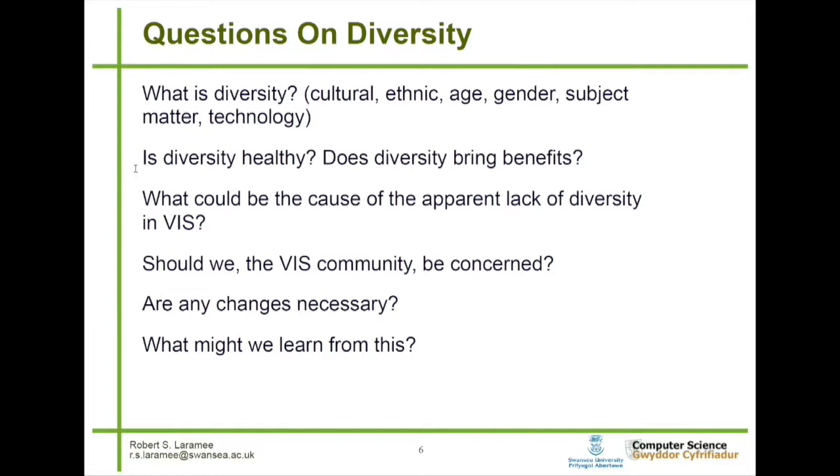So we're here to talk about diversity, and diversity has different meanings, right? It can refer to age, gender, cultural, ethical, or subject matter, or technology. So we're going to look into what we mean by diversity. We're going to answer questions like, is diversity healthy? Does diversity bring benefits? Is there a lack of diversity in VIS, and what could be the cause of that? And should we as a VIS community be concerned about this topic? Are there any changes necessary? And what might we learn? And this outstanding set of panelists is going to answer all those questions. And yeah, it's going to be really exciting.